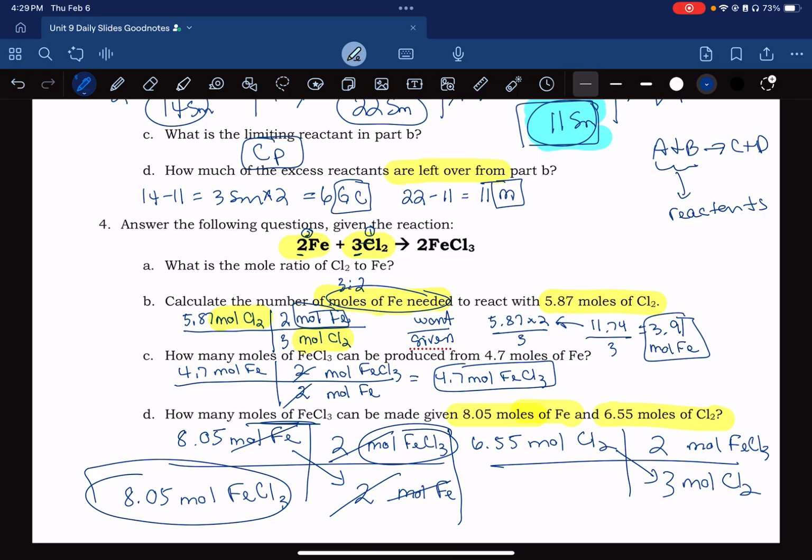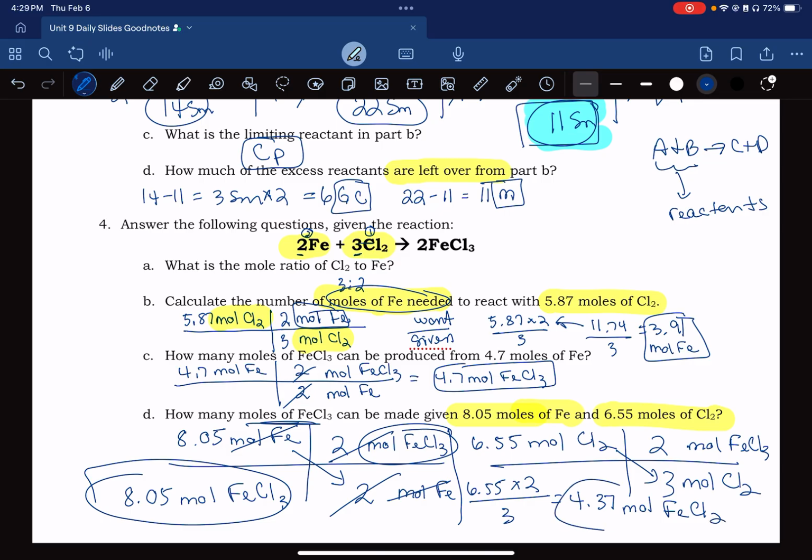Let's look at this one. So this one's math is just ever so slightly more challenging, right? So 6.55 times 2 divided by 3. And let's just see what we get in here. 6.55 times 2 divided by 3. And that is going to be 4.37, let's say. We are not worried about significant figures in our class at this time. So if you end up rounding a little bit differently, it's okay. Just choose the answer that is closest to the answer that you got. Okay, so 4.37 moles of iron chloride.